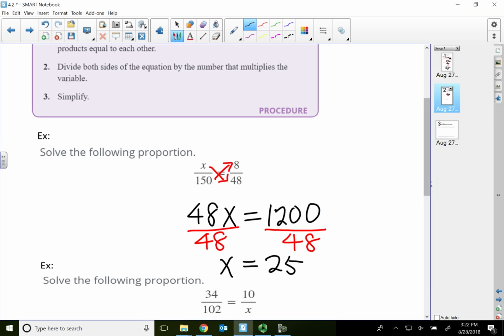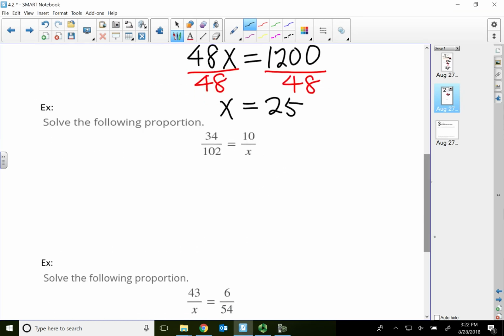Okay. All right, let's try another one. Same thing, okay? Multiply diagonally. And I always start off with where the variable is at. So my variable is down here on the right side. So I multiply diagonally and say x times 34, 34x, set it equal to 102 times 10, which is, you can kind of tell that's 1020, right? 102 with another 0 added, the power of 10.